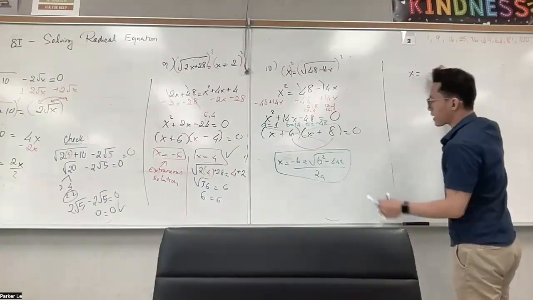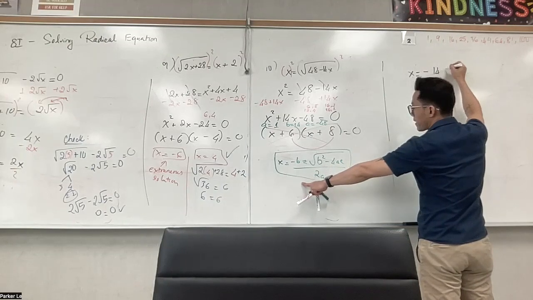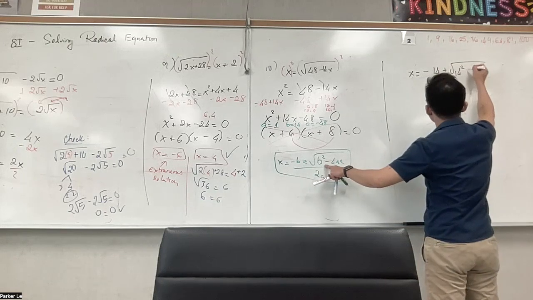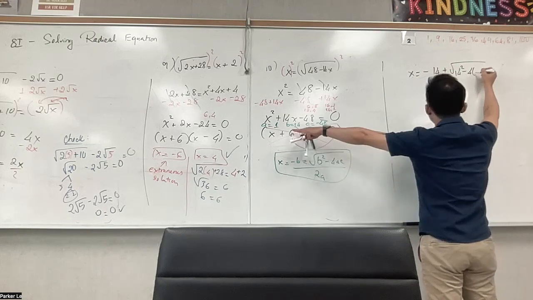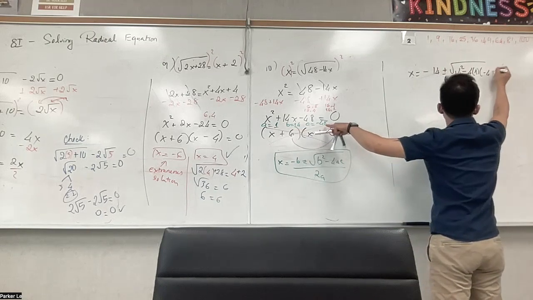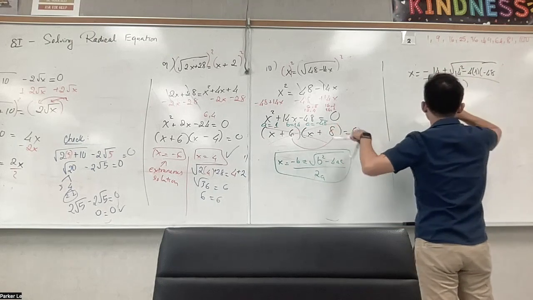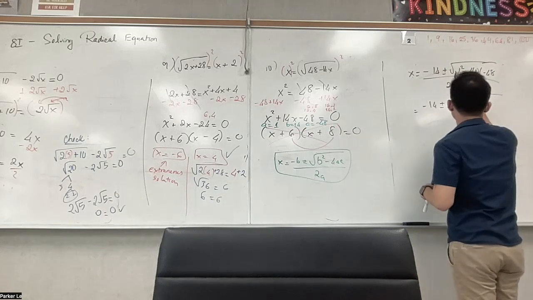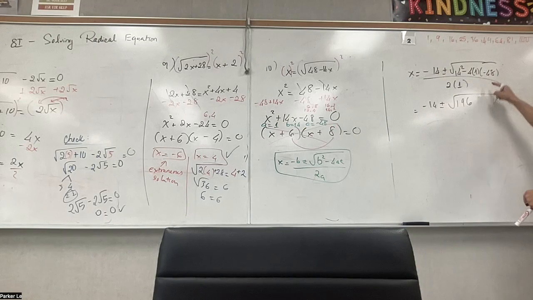All right, so tell me, what is x? Negative b. Tell me what to write. Negative 14, okay, plus minus the square root of 14 squared minus 4 times 1 times negative 48, over 2 times 1, right? What is 14 squared? 196. What is negative 4 times 1 times negative 48?